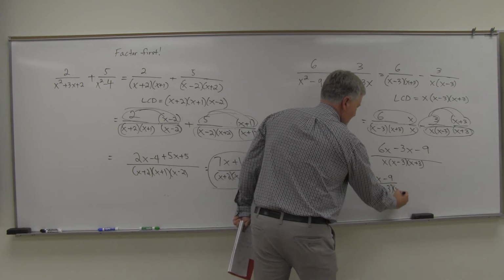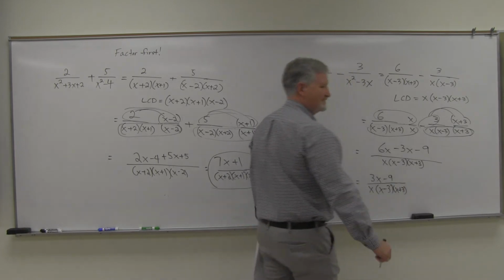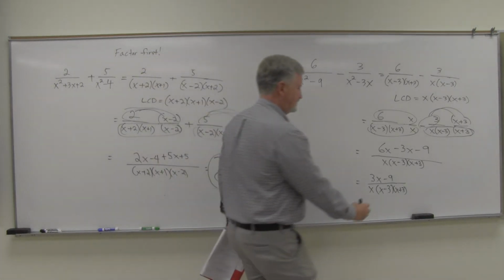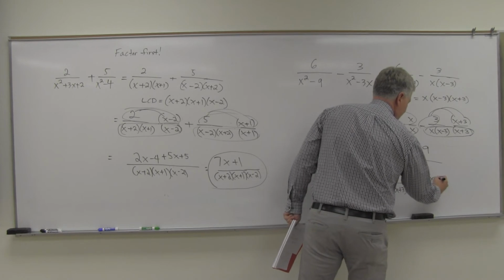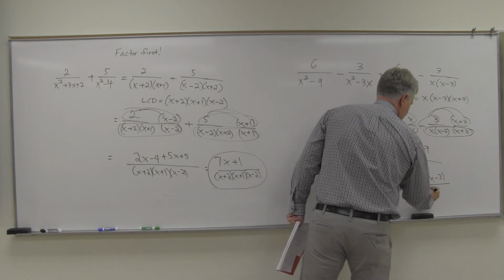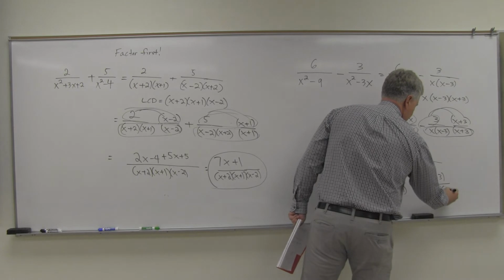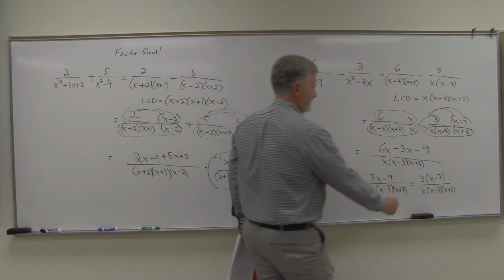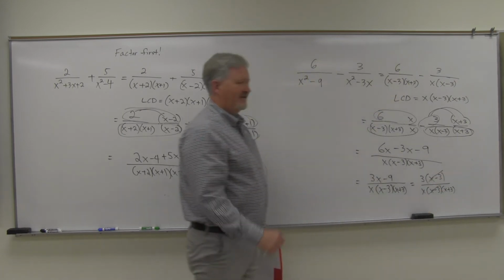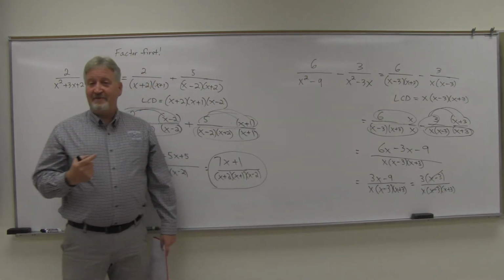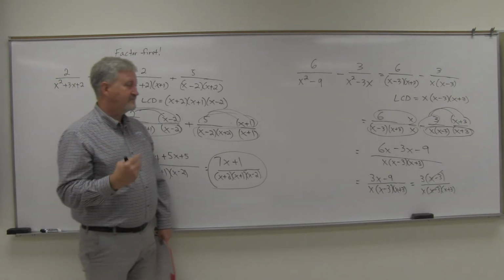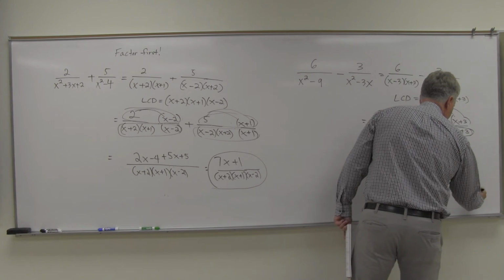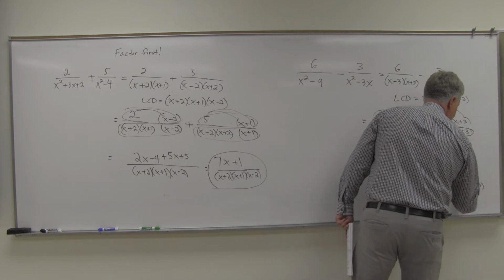Which usually that's where we stop, but you notice something here? The top factors. Common factor of 3. So if I factor that common factor off, look at that. You can cancel those x minus 3 out. So there's a couple of them that happens. And so be watchful for that. So the final answer is 3 over x times x plus 3.